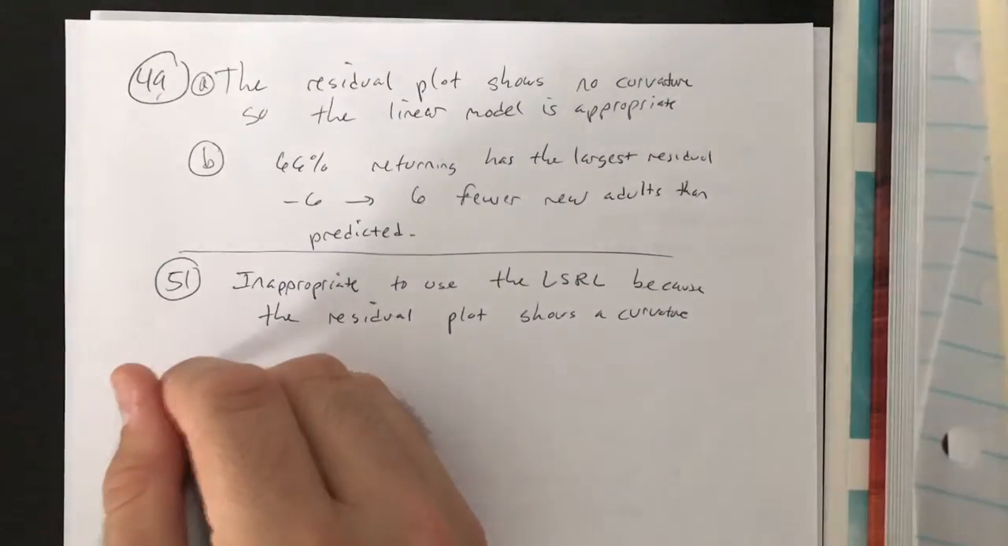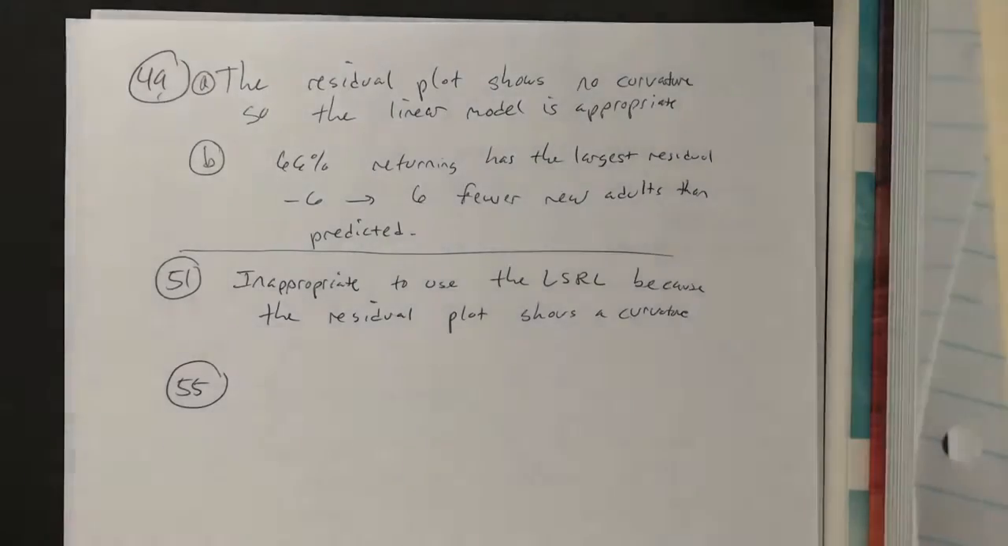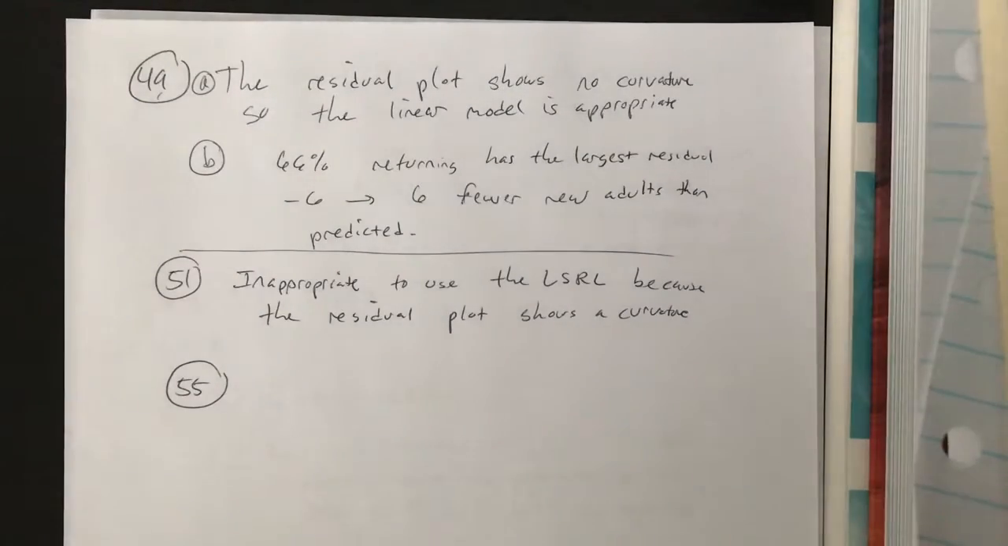Okay. 55. 55 has to do with Olympic figure skating. This says, for many people, the women's figure skating competition is the highlight of Olympic Winter Games. Scores in short programs X and scores in the free skate Y were recorded for each of the 24 skaters who competed in both rounds during the 2010 Winter Olympics in Vancouver, Canada. A regression analysis was performed using this data. The scatter plot and residual plot follow.